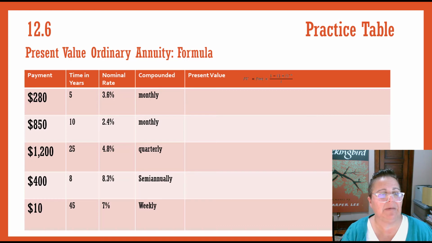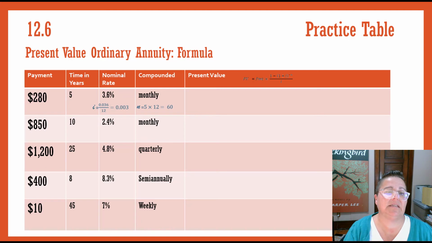So our first payment is $280. We're going to do that monthly for 5 years at 3.6% interest. So our i value is 0.036 divided by 12, or 0.003. Total number of compounds is 12 times a year for 5 years, or 60. The payment amount is $280. So they want to be able to withdraw $280 monthly over the next 5 years at 3.6% interest.